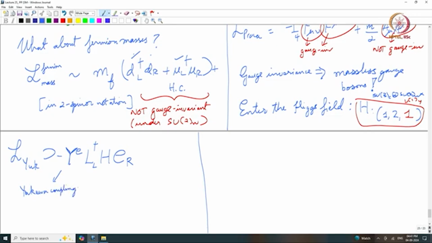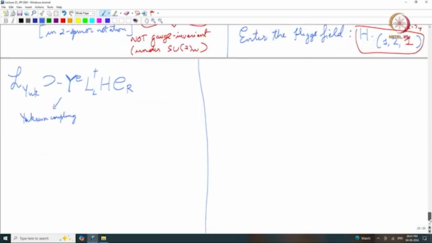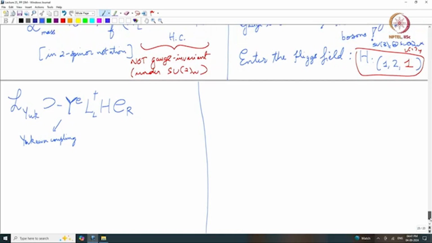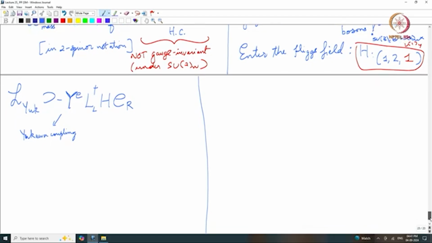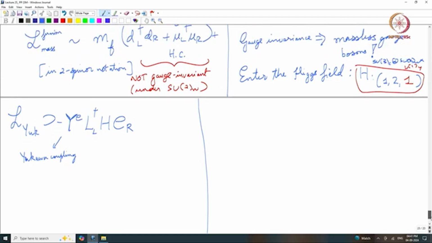Every time you hear the word Yukawa, think of 2 spinors and a scalar, okay. That's literally how Yukawa predicted the existence of a meson, the pion, right? Because he wanted the pion to be the mediator in the strong force between two nucleons, right? Okay. What else are we missing here?